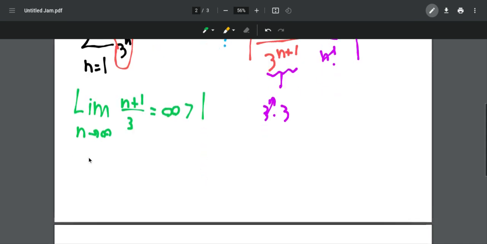So for our conclusion, we can conclude that the series as n goes from 1 to infinity of n factorial over 3 to the power of n diverges by the ratio test.